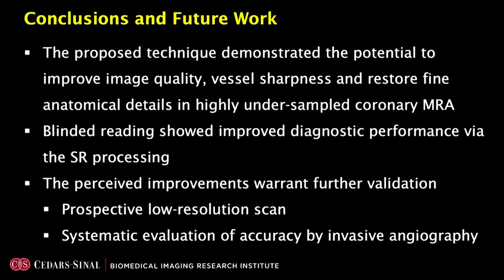So the proposed technique actually demonstrated the potential to improve the image quality of undersampled data and also the vessel sharpness. And this technique appeared to restore the anatomical details. We also have observed in the blinded reading that improved diagnostic performance was achieved with the super resolution. And also, we think the perceived improvements currently warrant further validation with the prospective low resolution scan and also a systematic evaluation by comparing to the invasive angiography.